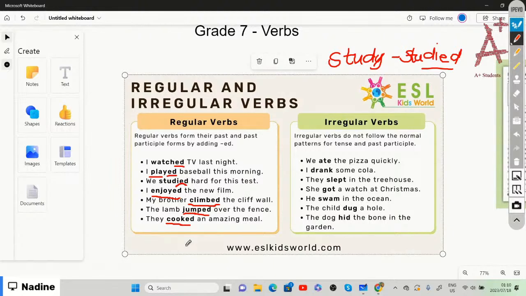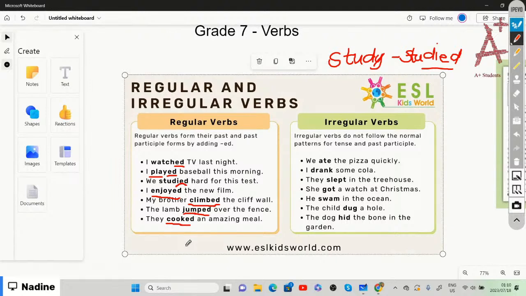So with regular verbs, there's basically a rule that we follow where we either add ed to our present verb to make it past, or we add a d, right? Now we have irregular verbs, right? So with regular verbs, just the rule of ed or d, to show past tense. But then we have irregular verbs on the other hand, right?